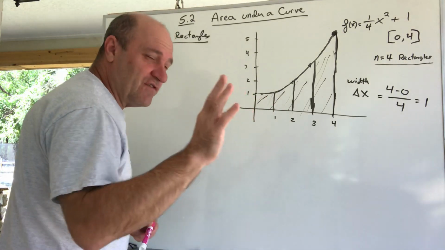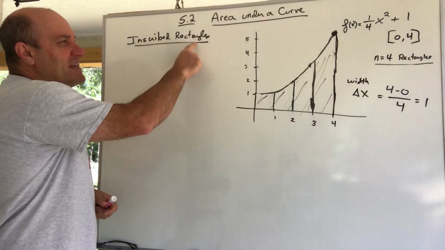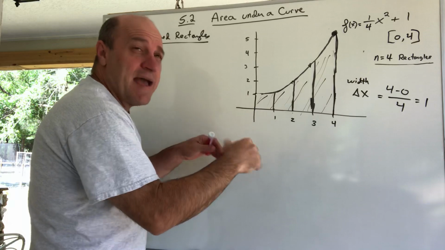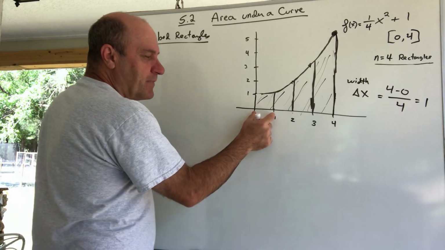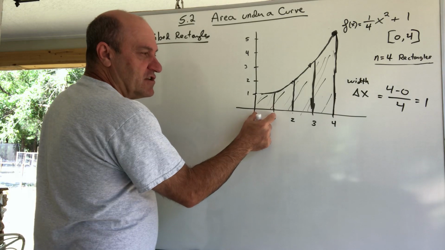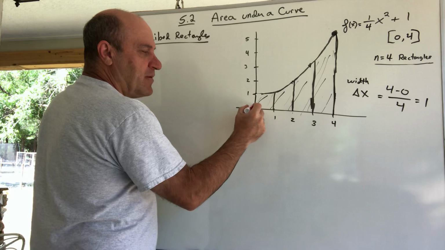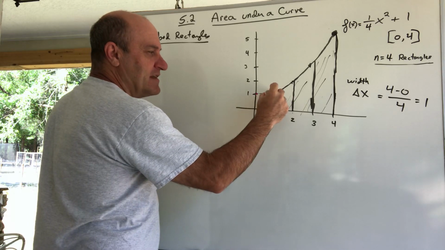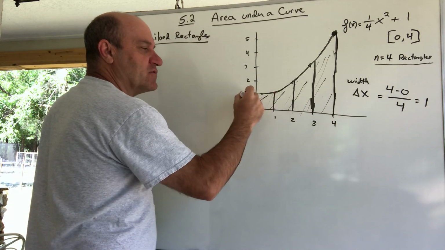Now, there's kind of 3 different kinds of rectangles we can do. Let's start with what we call an inscribed rectangle. An inscribed rectangle is inscribed under the curve. In this little subinterval from 0 to 1, I need to pick a height. I can either use this height, or maybe this height, or maybe some height in between, but I need to find the height of this rectangle.